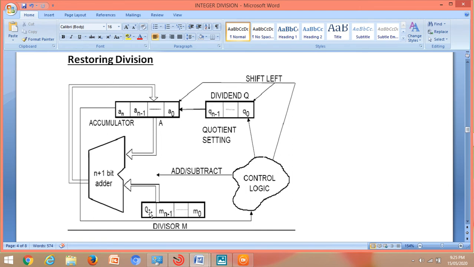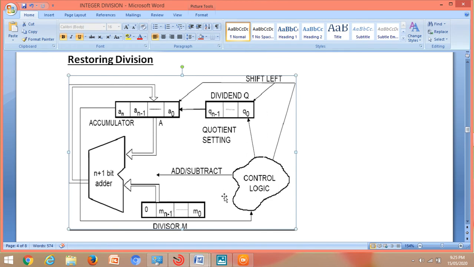So what is the important thing to remember? If you have n bits in Q, the accumulator will be n plus 1 bits, and the divisor will also be n plus 1 bits. But in the case of the divisor, the most significant bit will always be 0. So this is the initial setup of the registers.